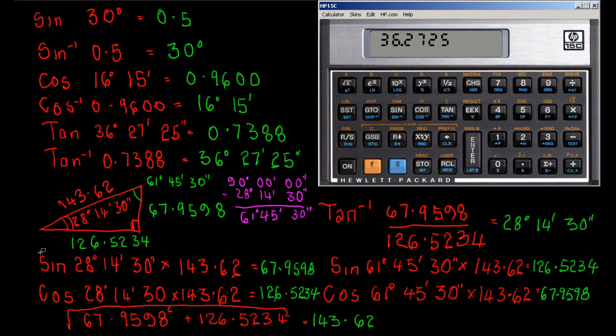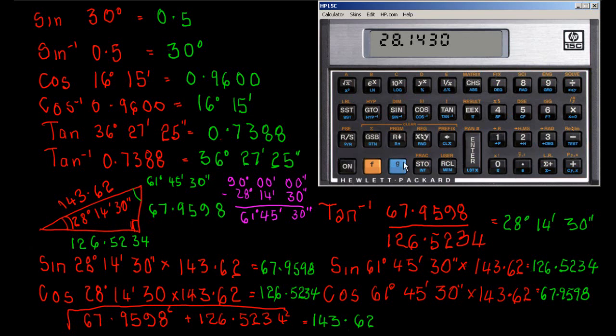Okay, so now I put up this little triangle here for you, which I said we were going to pull apart and put back together again. It's got an angle in here of 28 degrees 14 minutes 30 seconds, and the hypotenuse here of 143.62. So to find the opposite side, just use the sine. So let's have a look at that. Sine. Oh, I didn't mean to do that. I probably should have cleared everything. So let's just clear everything. And of course we go 28 degrees 14 minutes and 30 seconds.